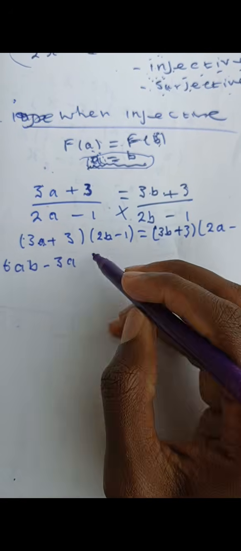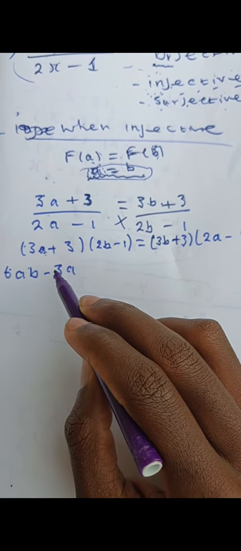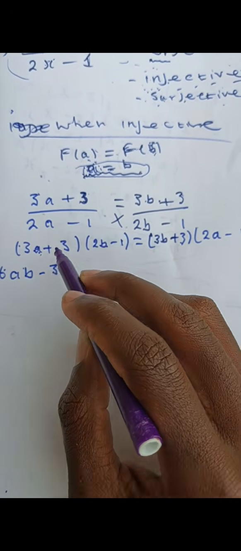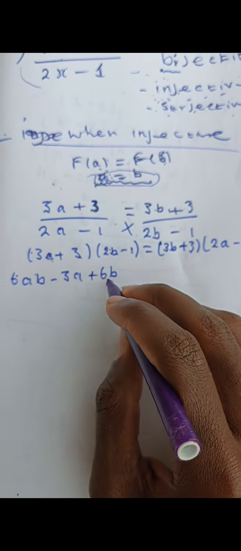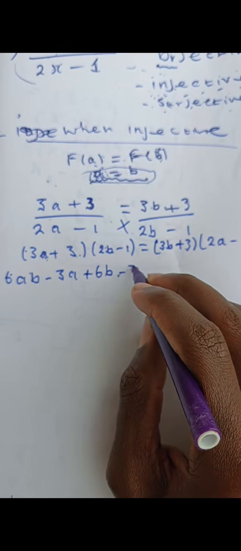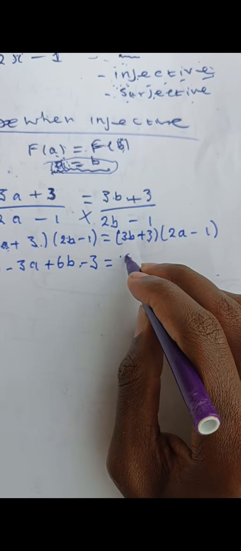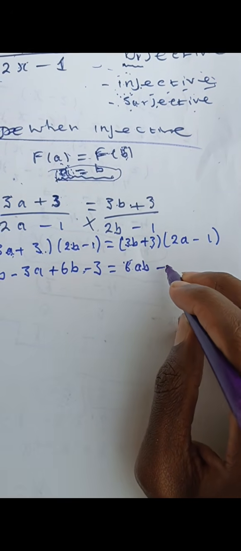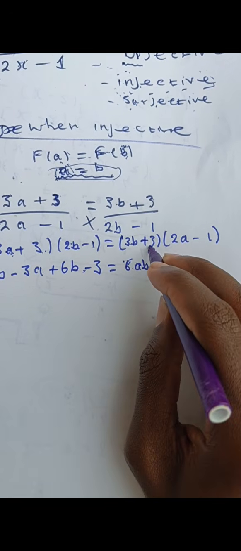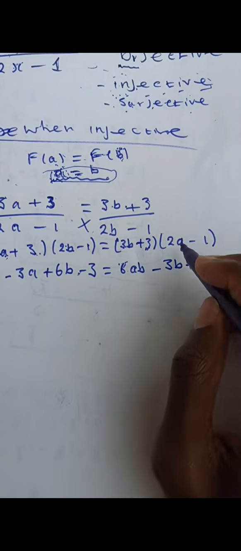All right, so where were we? So we were this times this, right? We get negative 3a. Then 3 times this, we're getting positive 6b. This times this, we're getting negative 3b. And we come to this other side. This times this is going to give us 6ab. This times this is going to give us 3b. This times this is going to give us positive 6a, right? This times this one is going to give us negative 3.